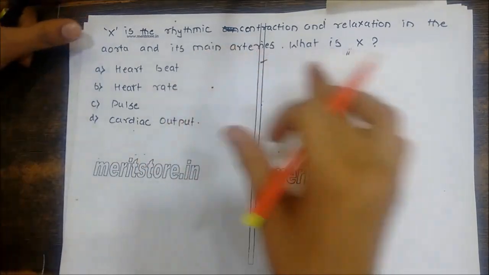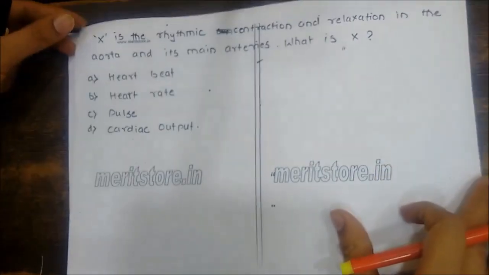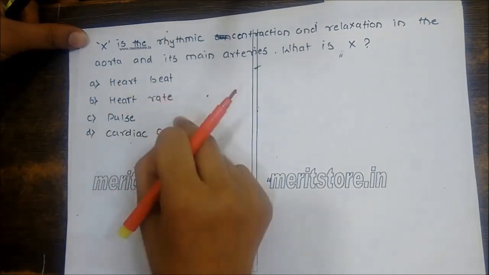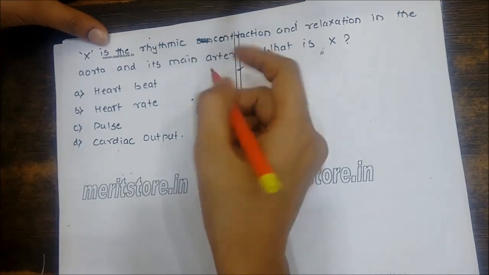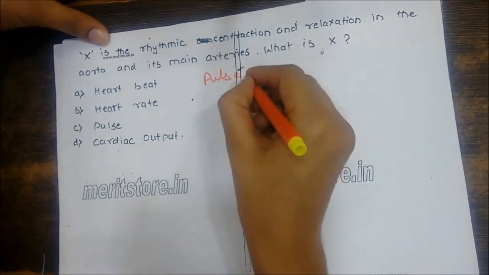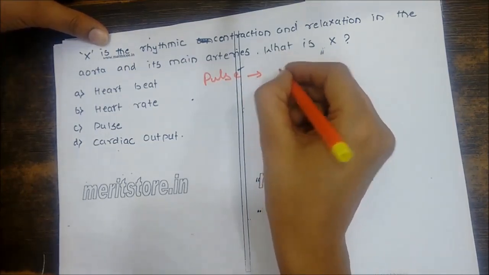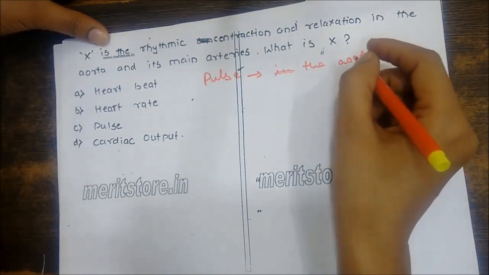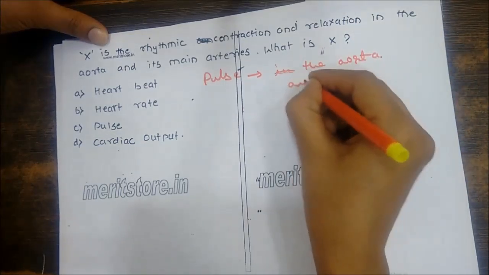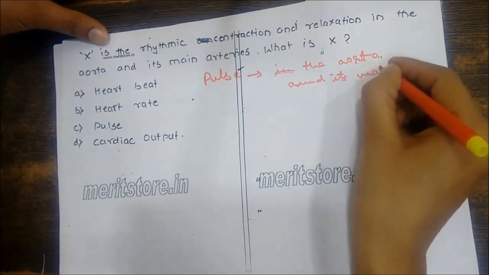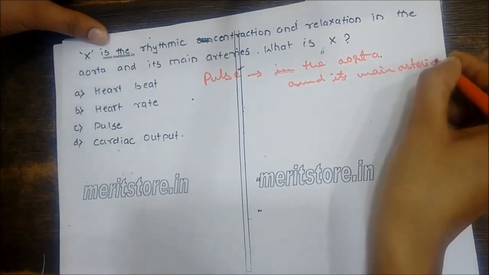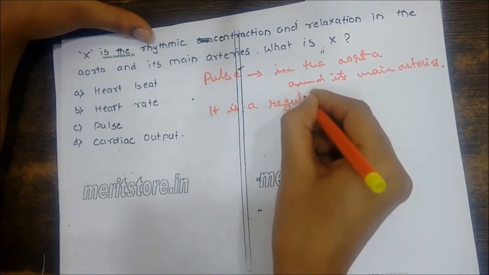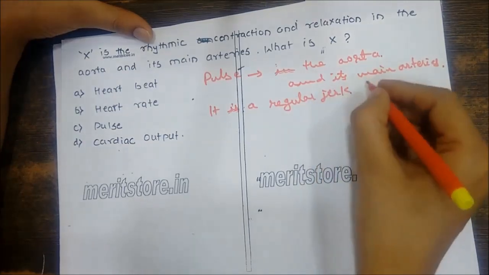X is the rhythmic contraction and relaxation in the aorta and its main arteries. What is X? A is heartbeat, B heart rate, C is pulse, and D is cardiac output. So our answer is pulse, because pulse is the rhythmic contraction and relaxation in the aorta and its main arteries. It is a regular jerk of an artery.